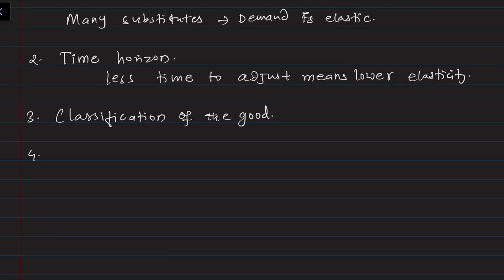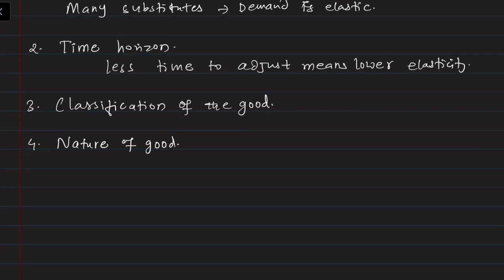So our fourth determinant is nature of good. In this determinant I'm talking about two types of good. First is necessities or necessary goods, and second is luxurious goods or luxuries. For necessary goods we do not have much options.